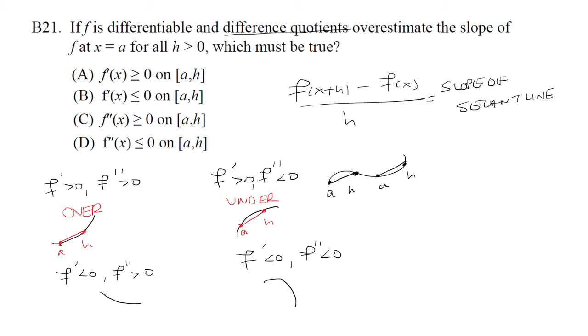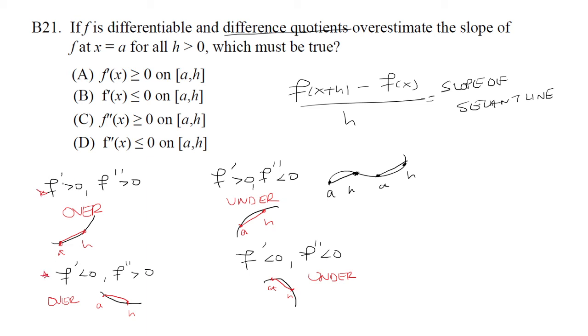Here, pick 2 points, draw the line. We see that the secant line is an overestimate. And then we pick 2 points here. And we see that it's an underestimate. Okay, so let's see where it is an overestimate. The overestimate was this one and this one.